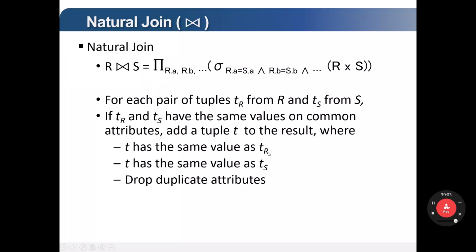Okay. Next, natural join operator. Natural join operator is denoted as this ribbon symbol.